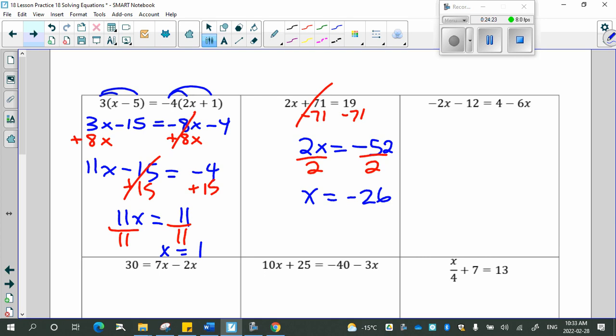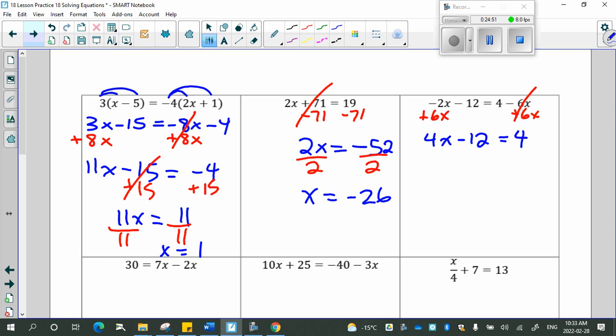This one, what's smaller, negative 2x or negative 6x? 6. 6 is more negative. So add 6x to both sides. And that's going to give me a positive number of x's. It won't be wrong if you do it the other way. X will be on the other side and it will be negative. But as long as you do everything else right, you're good. So negative 2x's and 6x's is 4x's.